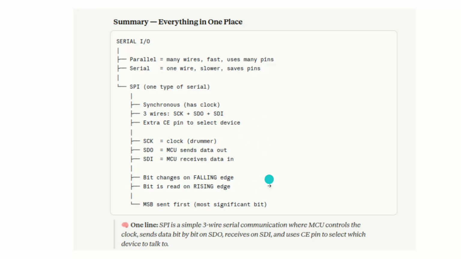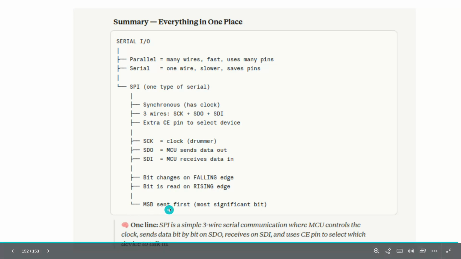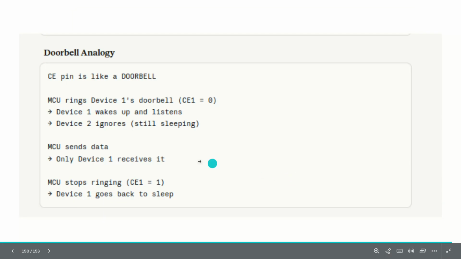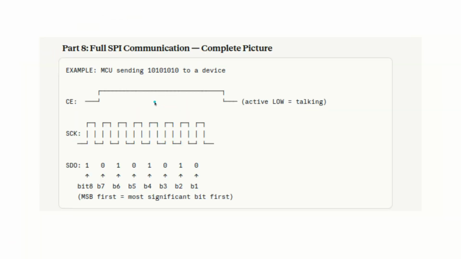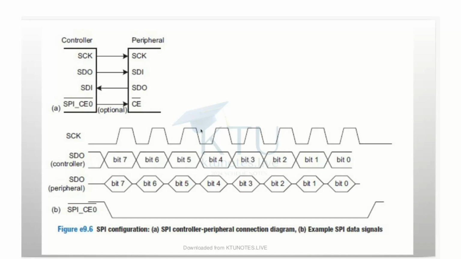Now the bit changes on the falling edge, and the bit is read on the rising edge. The MCU first sends the most significant bit, and later sends the least significant bit. You have to understand the most significant bit here. In the example, the most significant bit will be given first, like 1 0 1 0. Only at the end do we send the least significant bit.